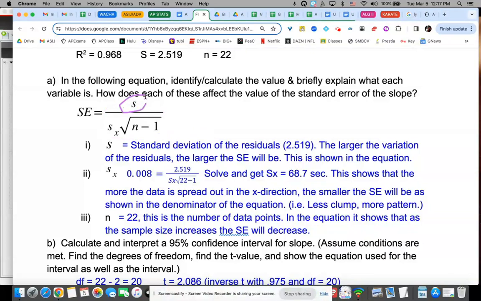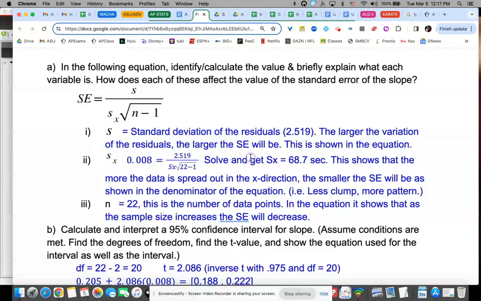So that's the reason this is built the way it is. If you want to have a low standard error, you want to have low variation, you want to have your x's spread out, and you want to have a large sample size in order to reduce your error, right? So that's what all that's kind of explaining of why that equation is the way it is.